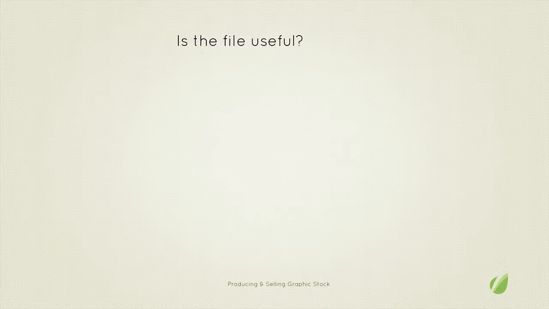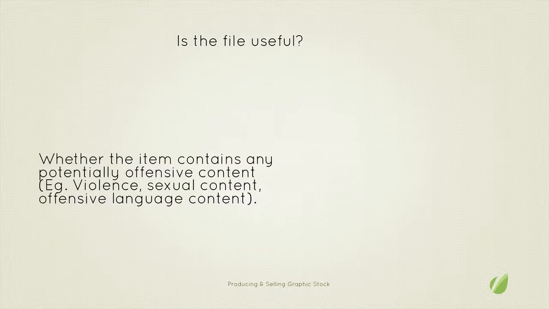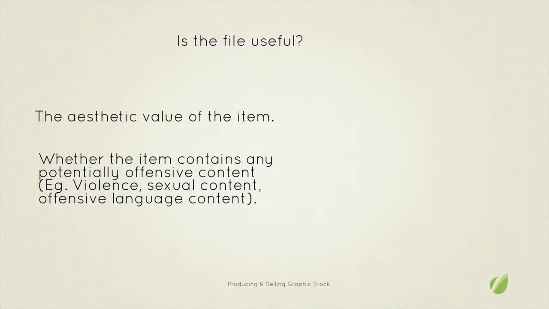The next point that it's reviewed for is whether the item contains any potentially offensive content, such as violence, sexual content, offensive language, anything that's racist, that sort of thing. So you need to make sure you're not including anything that pertains to drugs, violence, anything that might be potentially offensive.